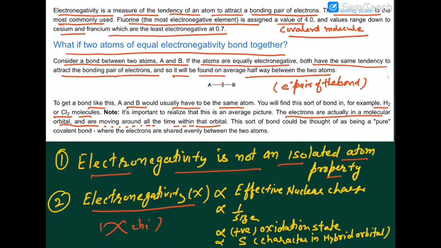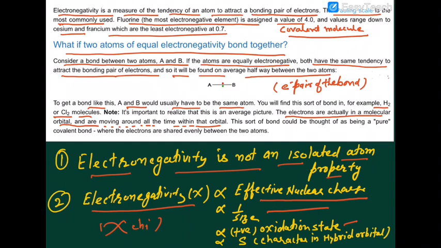Electronegativity is directly proportional to effective nuclear charge. Greater the effective nuclear charge, more will be the electronegativity. It is inversely proportional to size. So, smaller the size, more is the electronegativity. For positive oxidation state, higher the positive value of the oxidation state, more will be the electronegativity. And s character in hybridization.